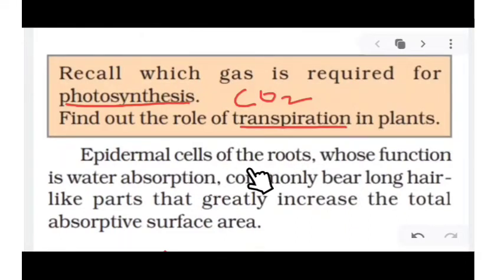So the epidermal cells of the root, whose function is water absorption. What is the function here? Water absorption. Main function तो उसका वही है. Now commonly bears the long hairs. चलो यहाँ पे हम देख लेते हैं, बना लेते हैं.